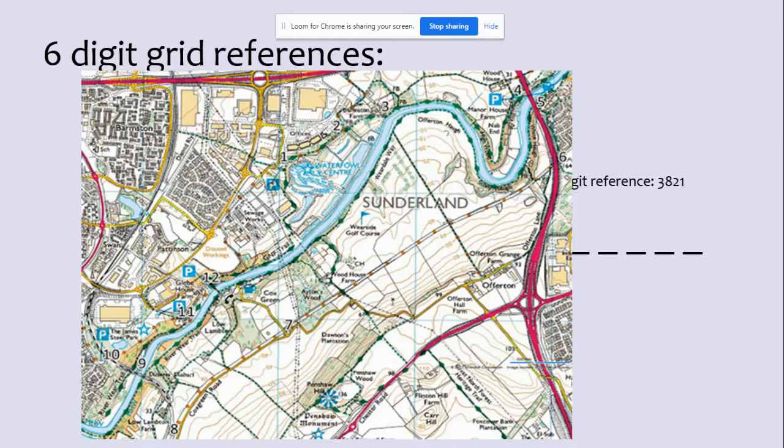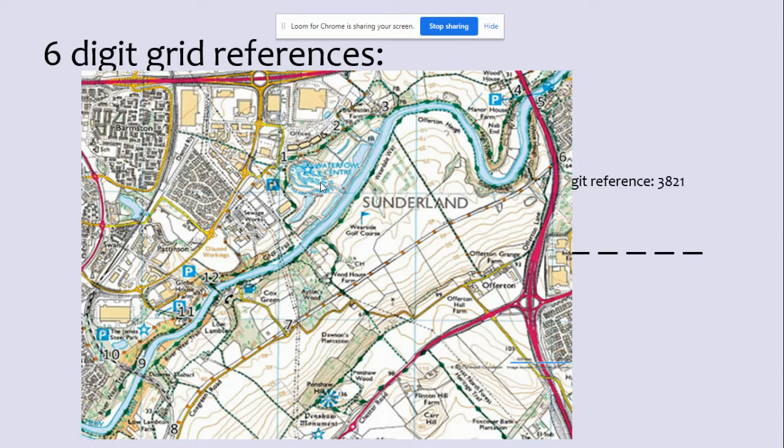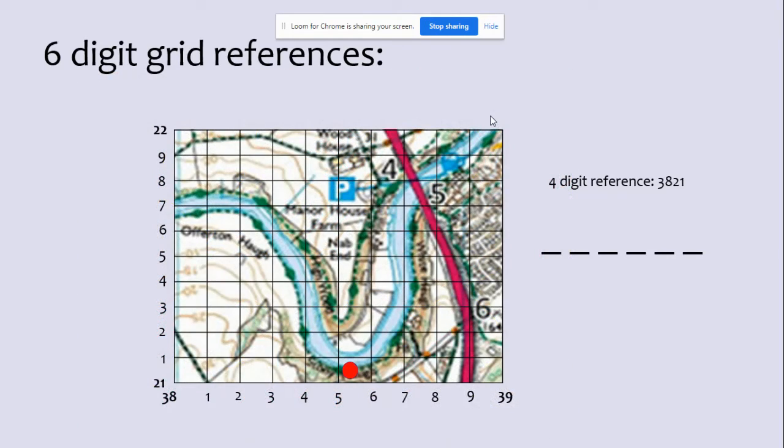So now we're going to look at our 6-digit grid references. Our 4-digit grid references give us a position within a singular box, but our 6-digit grid references are even more specific. When we looked at our 4-digit grid reference, it took us to this box here. So 3821 was this box, and that was our grid reference for our meander. But now we want to be even more specific. So we want to zoom in on a specific box of our bigger map and divide it into 10 along the bottom and 10 along the top to get our 6-digit grid references.